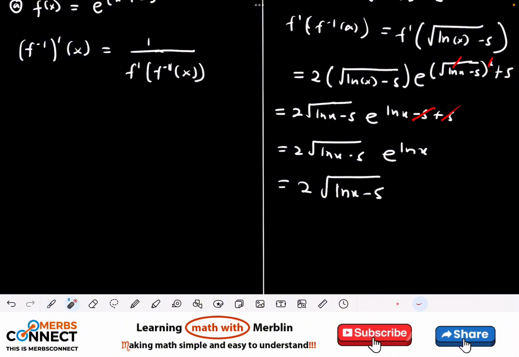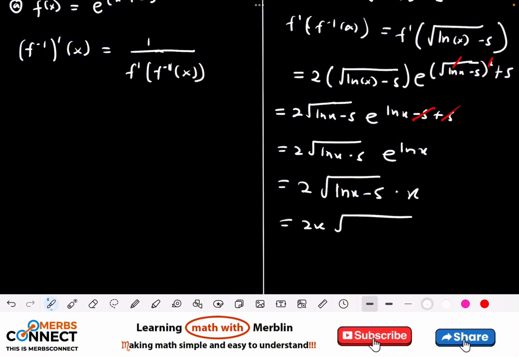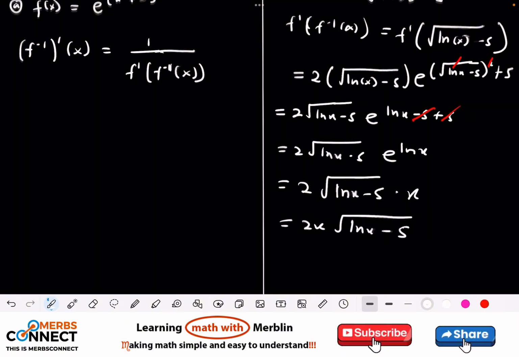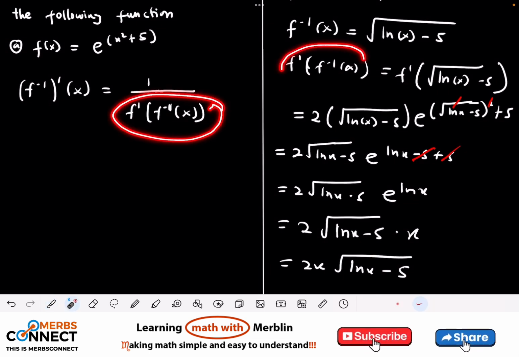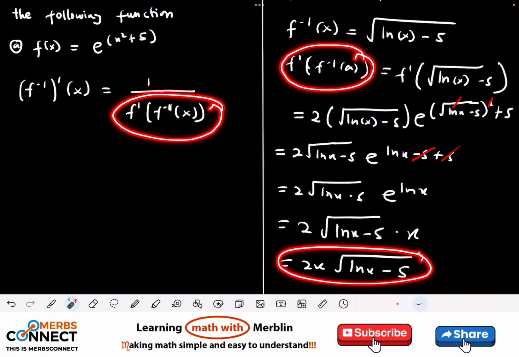And this right here is x. So times x. How did I see that it's x? Now I can bring down the x times e to the power ln x, and this is 1. So if this is 1, it gives us x from the top there. Good. So when I simplify, I'm going to have 2x root of ln x minus 5. So now we can see that the 1 at the denominator here, which is this, is equal to this. So we just plug this right here.